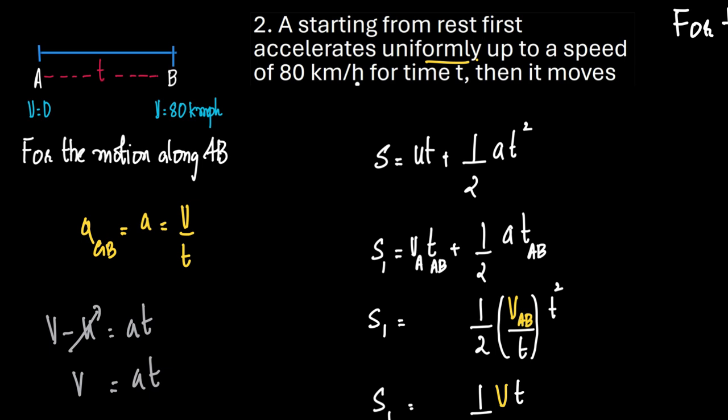Now, starting from rest and accelerating uniformly, we can write the equations of motion. s is equal to ut plus half at square. I would always suggest that you replace s with this distance, which is s1 or AB here. So s1 is equal to u, the initial velocity. What is initial velocity? Velocity at A, into time, which time? Time interval AB, plus half into a, the acceleration for this path, which is equal to v by t. Which v? Velocity along AB, by t. What is time AB? It is t square.